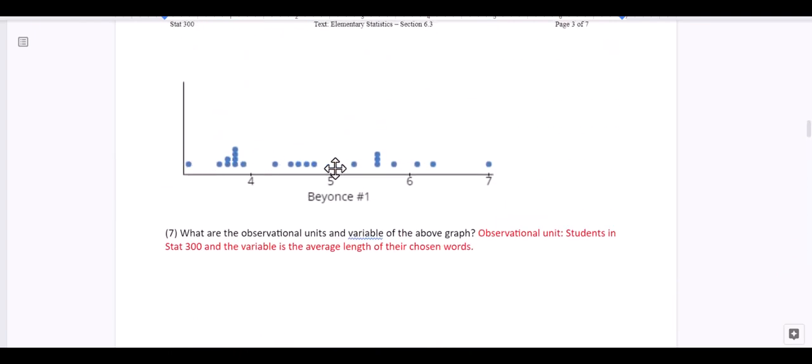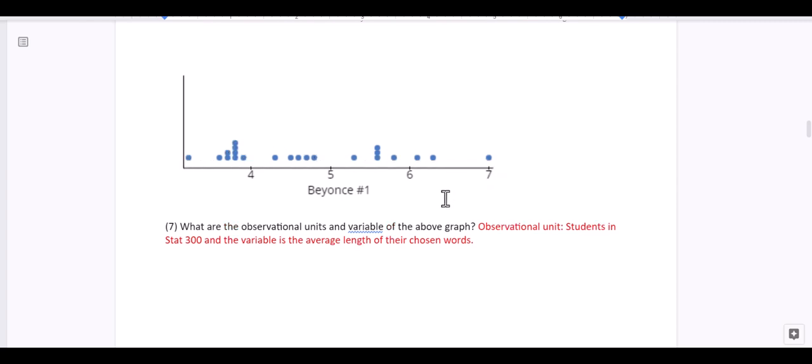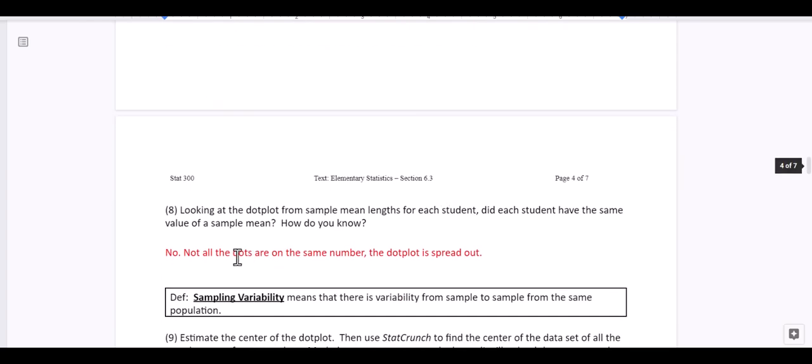Well, we don't have a bunch of dots at one number. I think there were 22 of you that took the survey, so there would have been 22 dots on the same number if everybody got the same mean. But this is pretty spread out. There are some people that got the same, 3 there and 1 2 3 4 there, but not everybody did. So we can say no, not all the dots are in the same number. The dot plot is spread out.